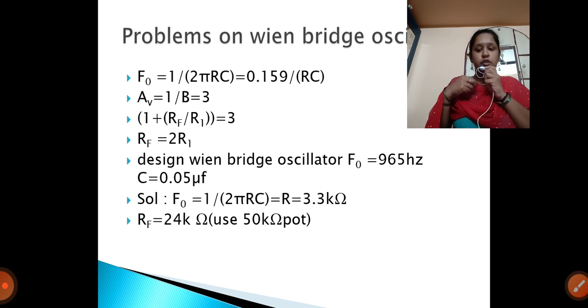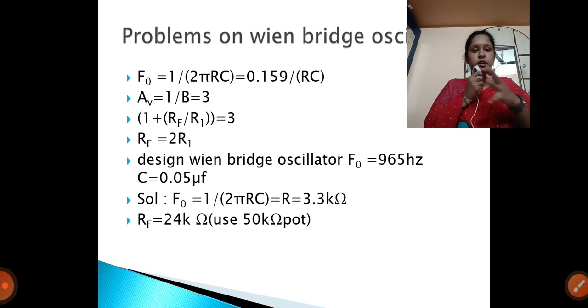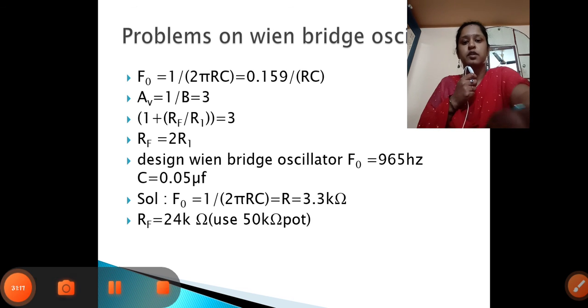Tomorrow in class I am going to explain the basic comparators and zero crossing detectors. Do attend the classes regularly, then only you can get that. You can't understand without knowing these two basics. You have to attend these classes regularly. Okay, thank you.